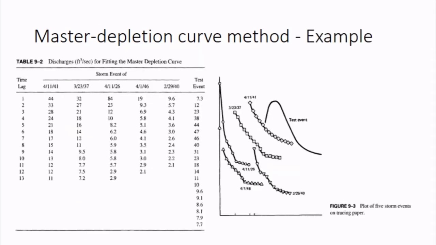So, let's have some example. Okay. So, meron tayong storm event, 1, 2, 3, 4, 5. So, yan yung mga actual storm event na nangyari. And then, ito, test event. Sabihin yung test event, test lang natin yung magagawa nating model or equation or yung master depletion curve na makukuha natin, itetest natin kung gagana siya dito sa test event. Okay. Pero ito lang yung gagamitin natin para ma-formulate yung equation ng master depletion curve.